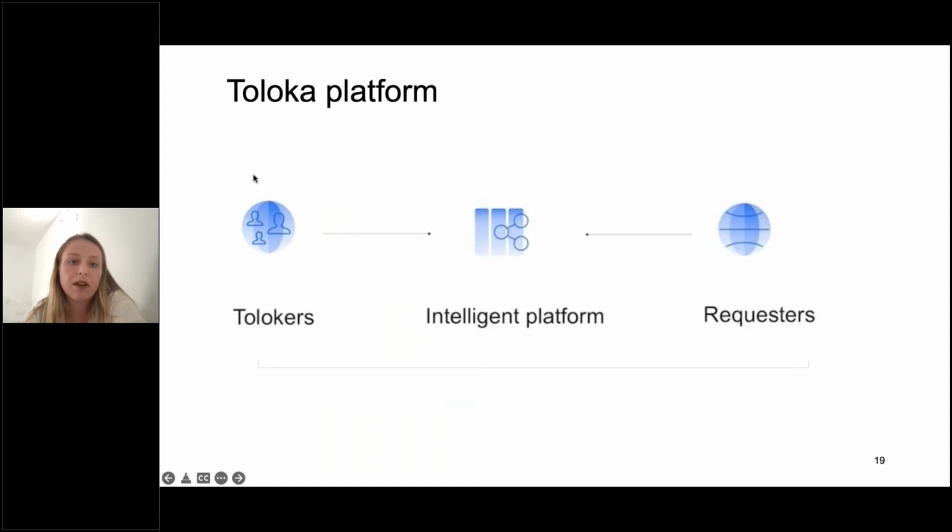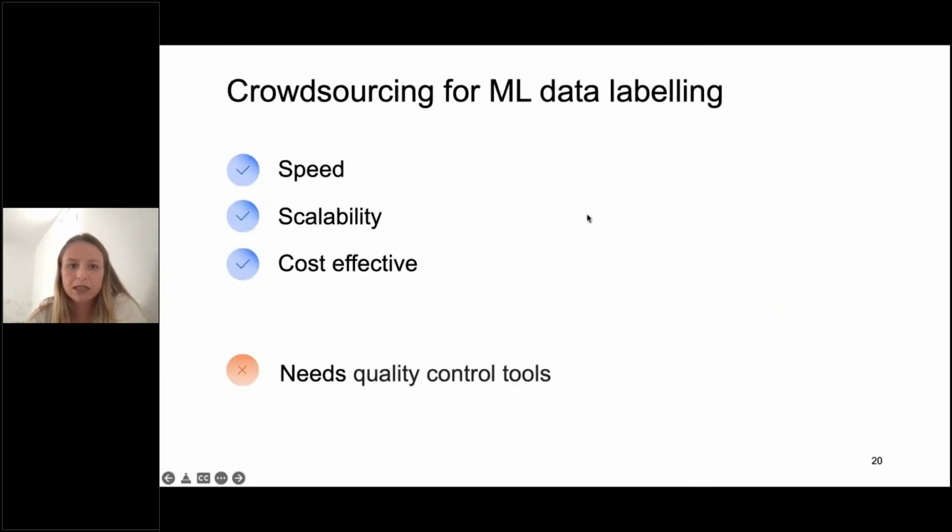And Toloka is a crowdsourcing platform, and this is just a very simplified image of how it works. On the right-hand side, we have requesters. That would probably be you guys, data scientists, machine learning engineers, researchers, and those requesters post the tasks that are stored in Toloka, which is the platform, and those tasks are distributed to the crowd, which is on the left-hand side. In our case, we call our crowd Tolokers. So this is how Toloka works.